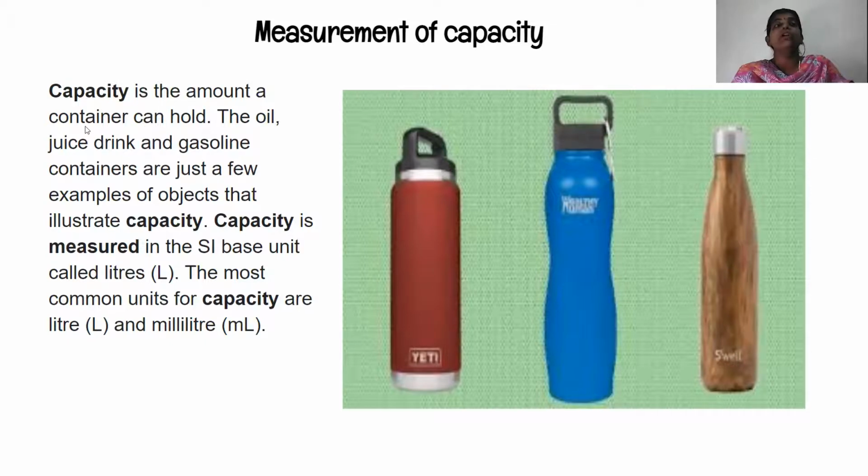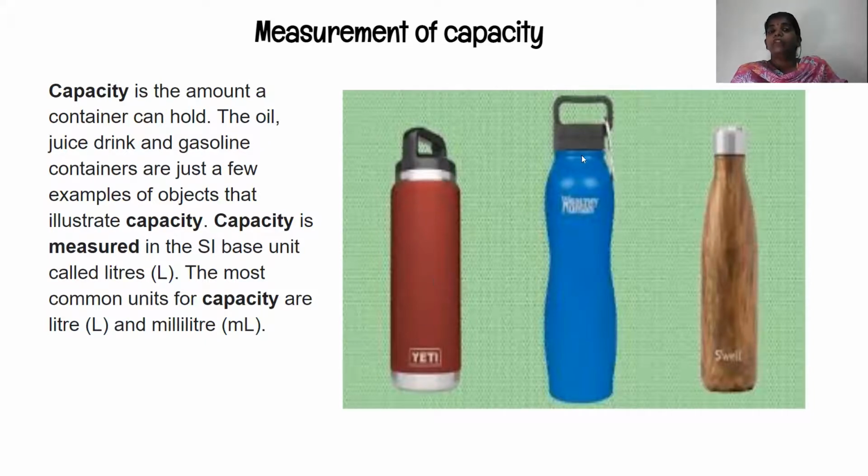Capacity is the amount a container can hold. The oil, juice, drink, and gasoline containers are just a few examples. All the containers are just a few examples that illustrate capacity. Here I'm showing you a few bottles, right? They have different capacities.